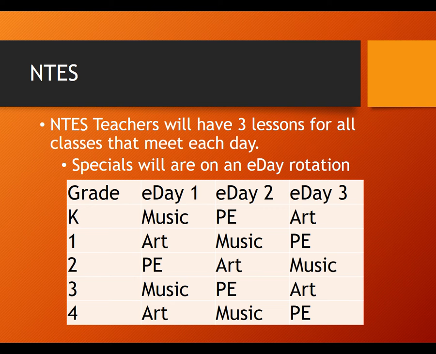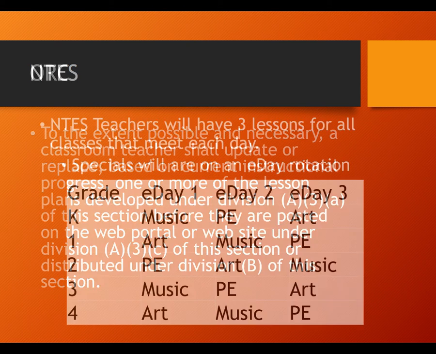eDay 1 for kindergarten is music, eDay 2 for kindergarten is PE, and eDay 3 for kindergarten is art. And you can see that each one of those specials teachers has 1 to 2 lessons per day that they'll be preparing for those. But the students only get 1 special lesson per day in addition to their primary classes.